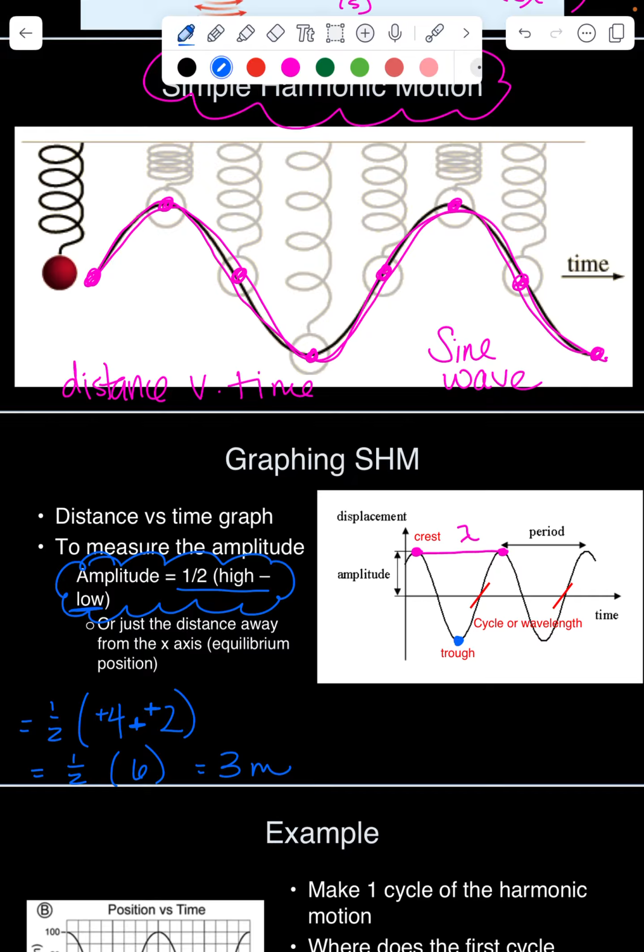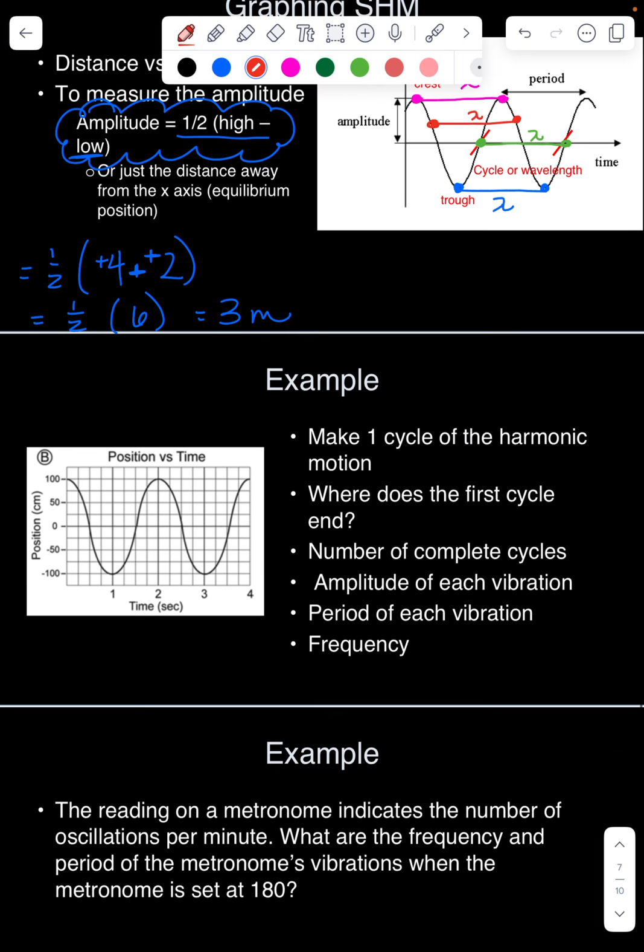You could go from trough to trough. That is one wavelength. Or you could go from the beginning of this wave to the beginning of that wave. That is one wavelength as well. You could also just pick a random point on this wave and go to the same exact point on the very next wave. That is also a wavelength. So you just have to pick one point and then go to the very same point on the very next wave. All right, so that's what we see right here.